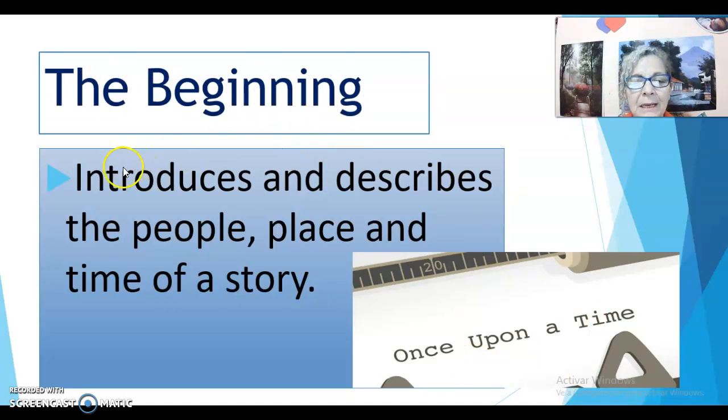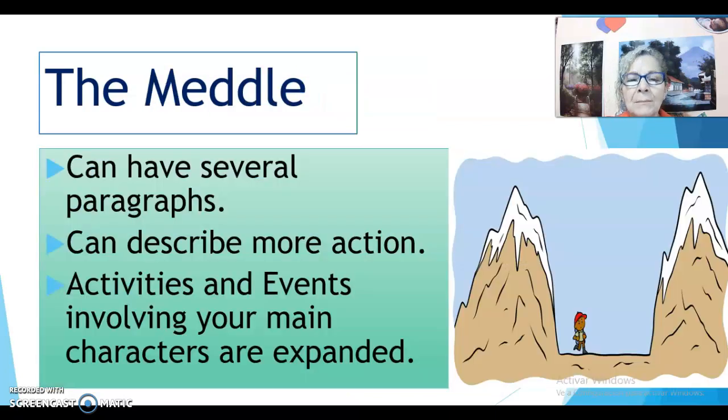Let's take a look at the beginning. In the beginning, you introduce and describe the people, place, and time of a story. Okay? So we say, the beginning, we say the plot. So most of the time we say, once upon a time, you start your story, okay? The middle. Here is the middle, okay?